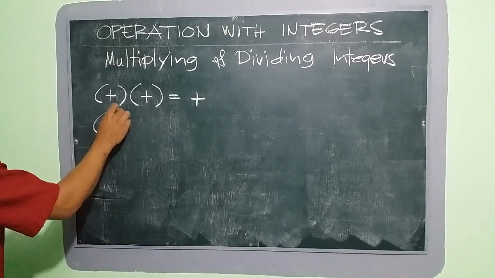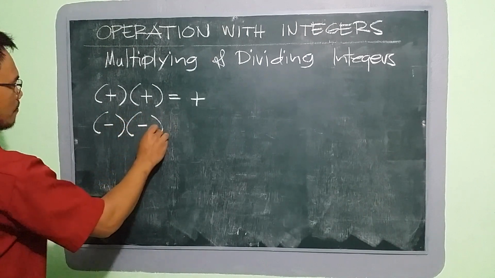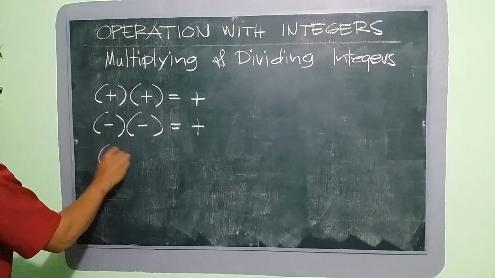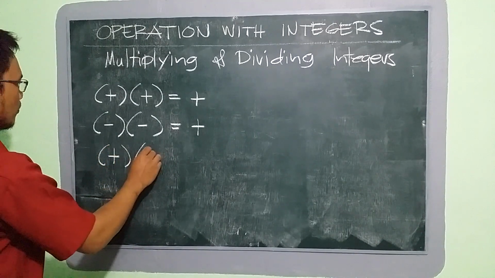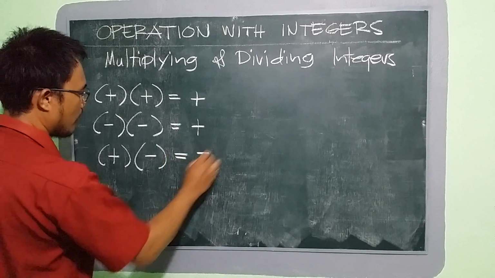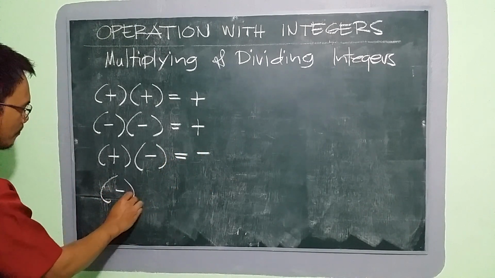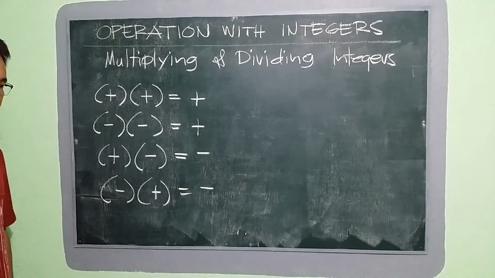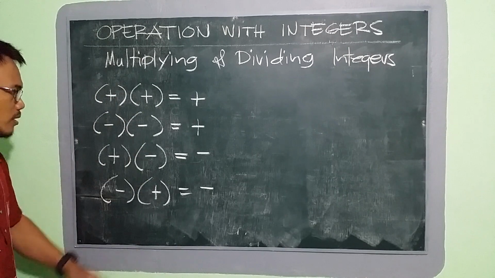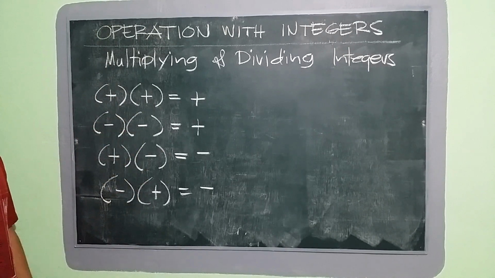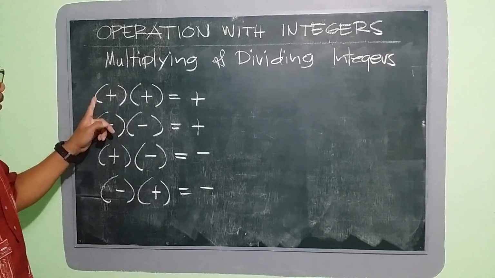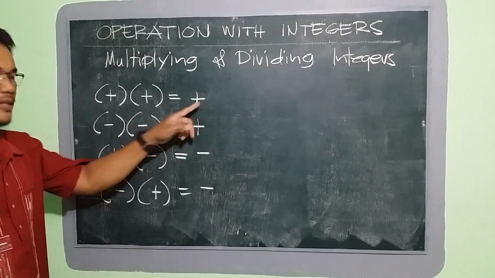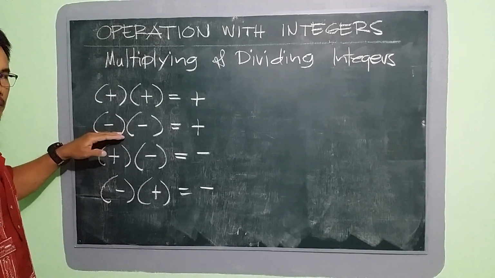If we have negative times negative, the answer is positive. If we have positive multiplied by negative, the result will be negative. If we have negative multiplied by positive, the result is also negative. So what have you observed based on our rules presented on the board? If two integers having the same sign are multiplied, the result is positive. The same with both negatives.